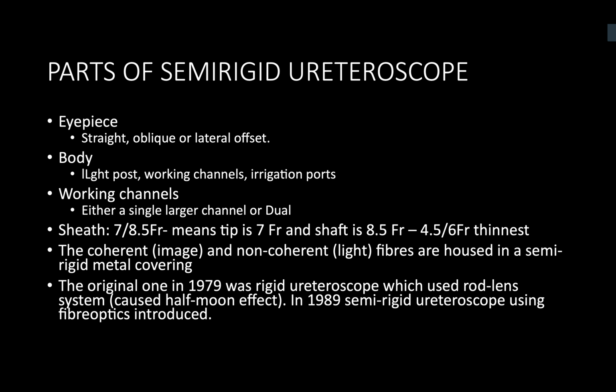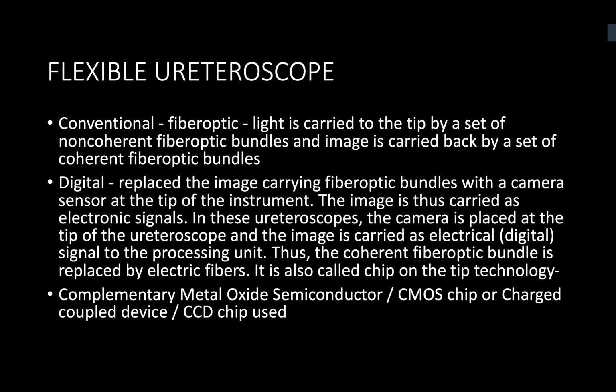What are the parts of a semi-rigid ureteroscope? So this consists of the eyepiece, the light post, the irrigation channels, the fiber optic system, and the working channel. The working channel itself, if it's a single one, it's 3.4 French. And if there are two of these, then they're usually 2.3 French. And the tip can vary from, in my experience, anything from between 4.5 French to 8 French.